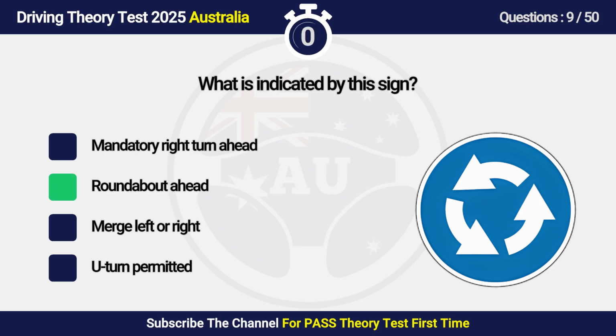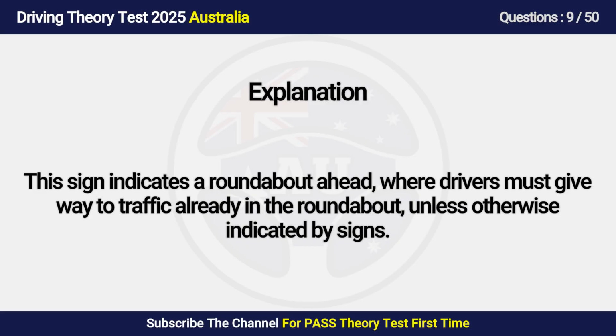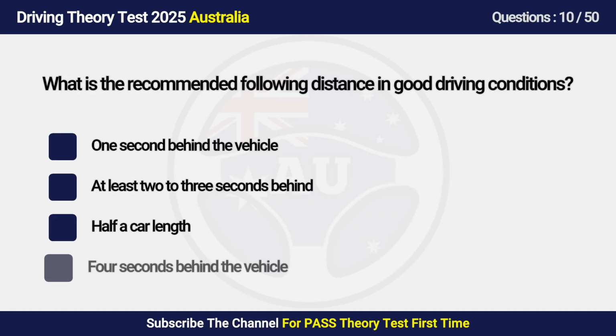Answer is B. Roundabout ahead. This sign indicates a roundabout ahead, where drivers must give way to traffic already in the roundabout, unless otherwise indicated by signs. Question 10. What is the recommended following distance in good driving conditions?